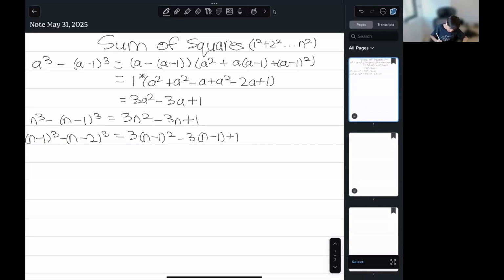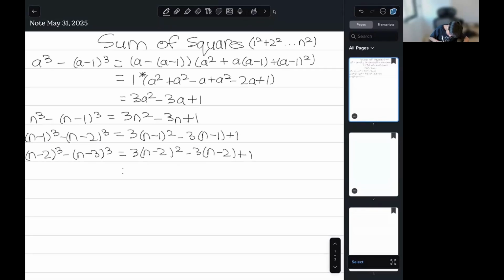Now, it might not seem like we're going to reach anywhere, but you can notice that this might create a telescoping sum if we continue like this. So if we use (n minus 2) cubed minus (n minus 3) cubed, then all of these terms, if we add up the left sides and the right sides, they're all going to cancel out, as we will soon see. So we can just repeat this process all the way till 1 cubed minus 0 cubed is equal to 3 times 1 squared minus 3 times 1 plus 1.